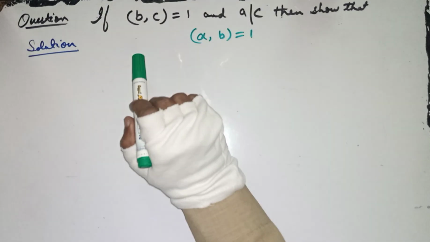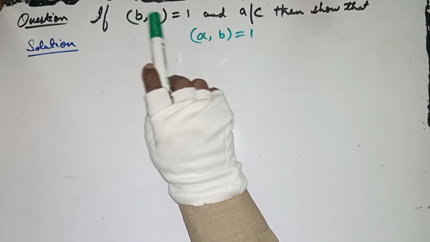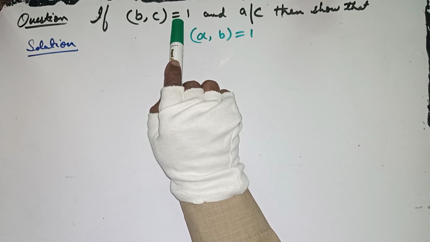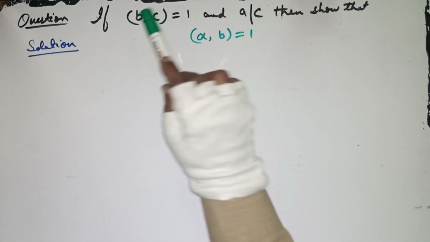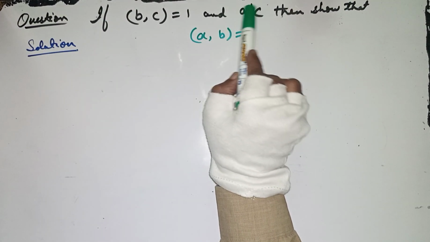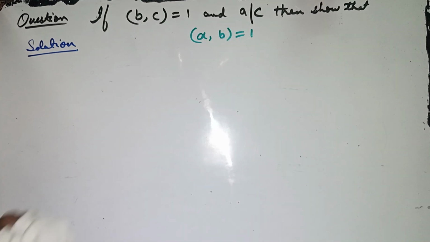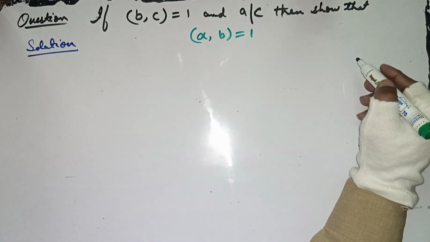I have a question here. If two numbers are relatively prime, for example, if B and C are relatively prime and some number A divides C, then A and B are also relatively prime. I think we understand it with an example.